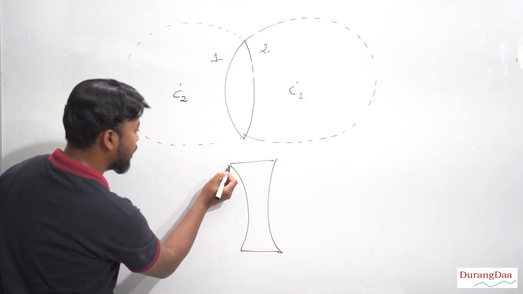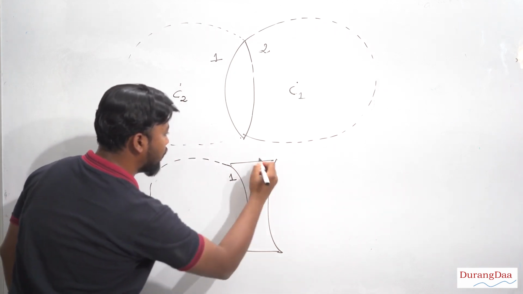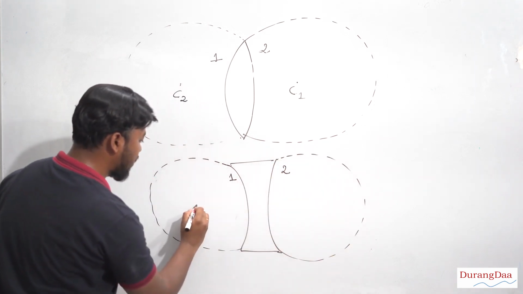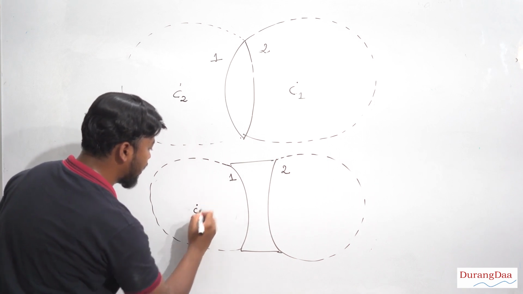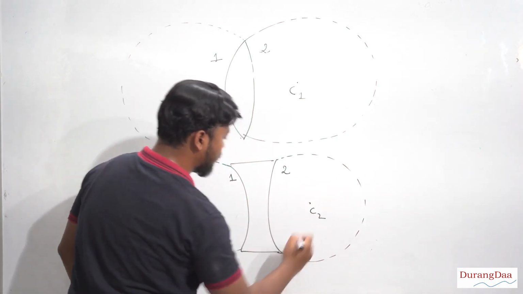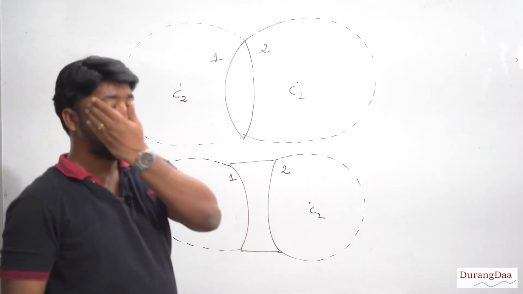Same way for concave, if you complete the sphere here for surface 1 and if you complete the sphere here for surface 2, the center of this one I'll mark as C1, the center for this surface I'll mark as C2. So these are the centers of curvature for surface 1 and surface 2.